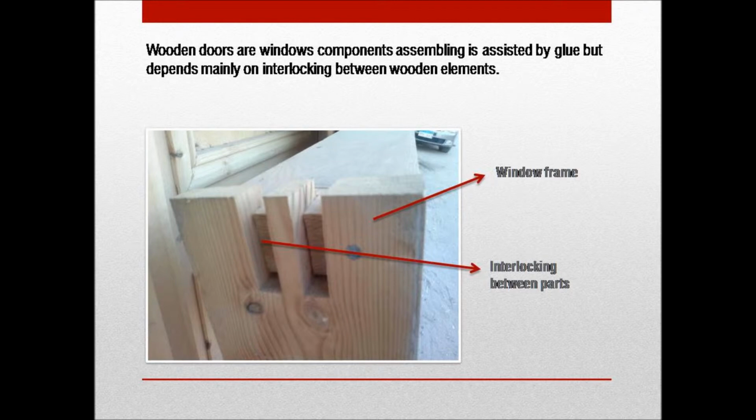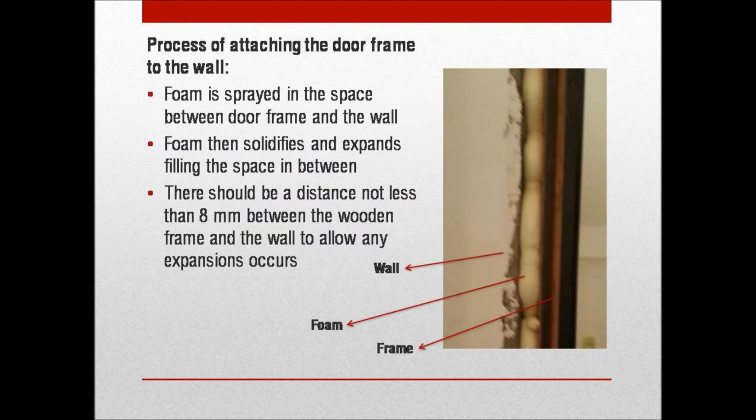As for the process of attaching the frames of the door to the wall, there are 2 ways to do that, using foam or kanet. In the first method, foam is sprayed in the space between the door frame and the wall. It then solidifies and expands, filling the space in between. One should be careful to leave a distance of not less than 8 meters between the wooden frame and the wall to allow expansions to occur.